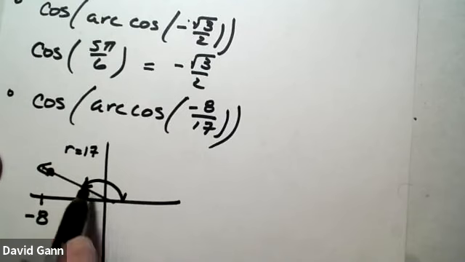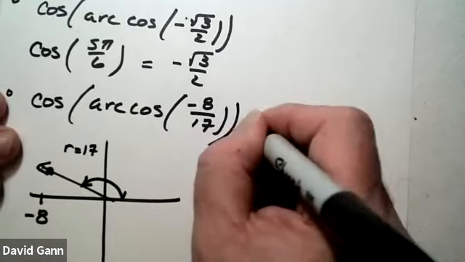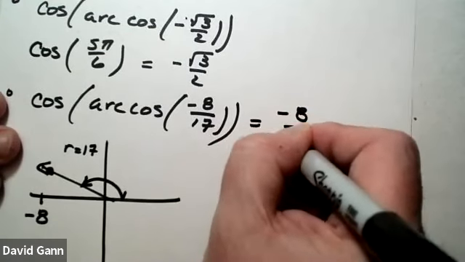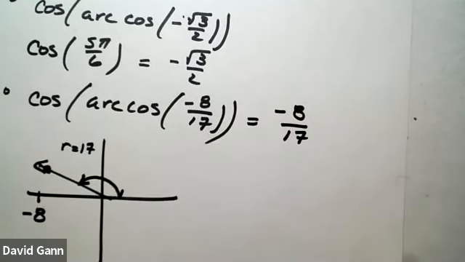It doesn't really matter that you don't know what the value of that angle is. It's just simply X over R. So this will be negative 8 over 17. And it's something you don't even have to calculate anything. It just kind of pops out like that.